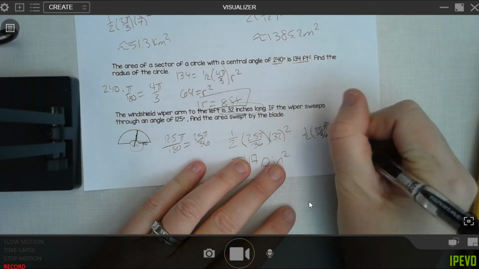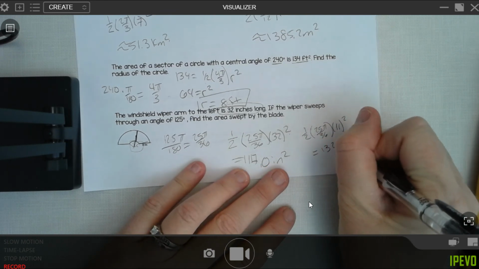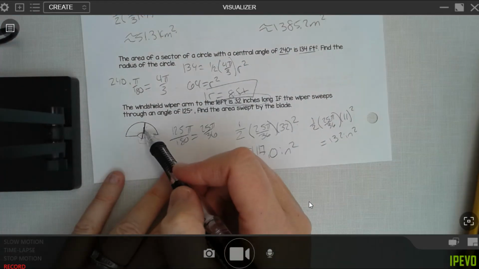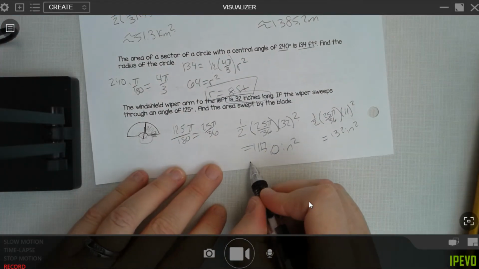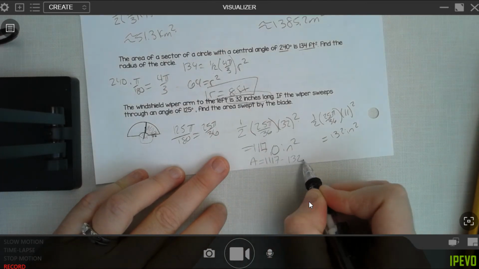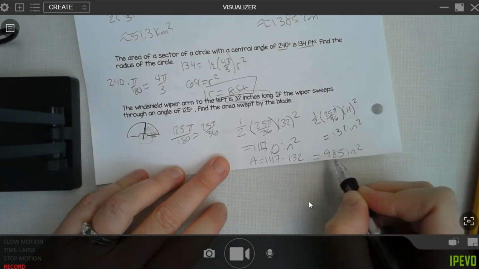So that's an 11 squared. So that gives me 132 inches. And now I'm going to subtract these, and that will leave me with what this area right here is. So then the area is, so right there.